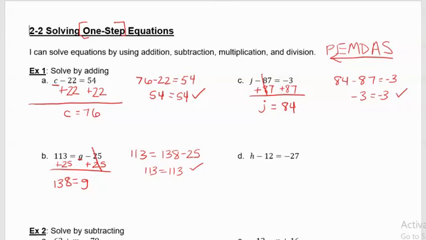Okay, after you tried it, you add 12 to both sides, should get h equals -15. Okay, now if I plug this back in, I get -15 minus 12 equals -27. And I get -27 equals -27, and that works.